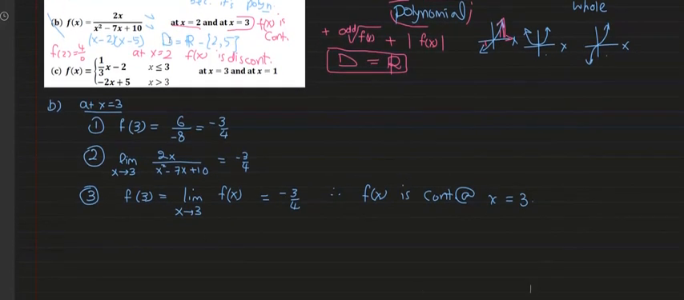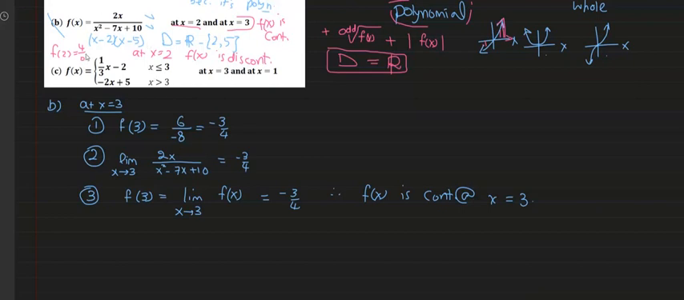Here we discussed the domain, so we excluded the 2, so directly we can say that the function is discontinuous. And also, if we try to pass by these steps, we will find that f of 2 is equal to undefined, which means that the function is directly discontinuous.